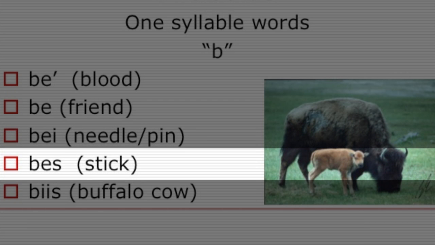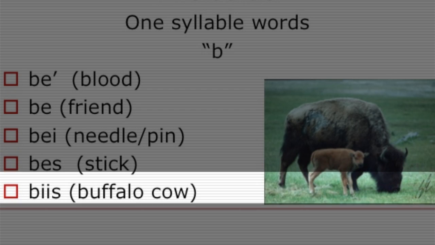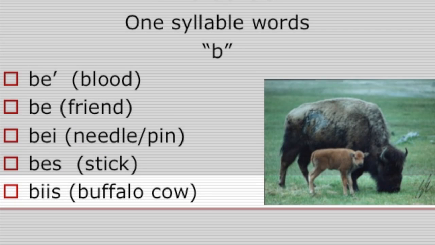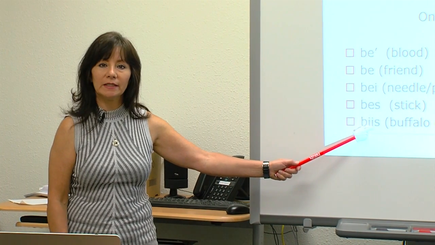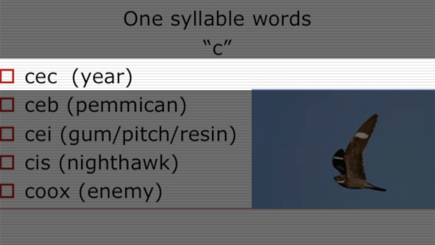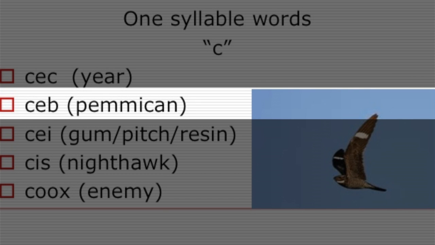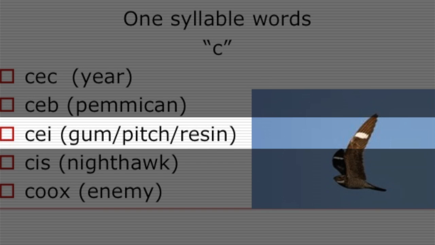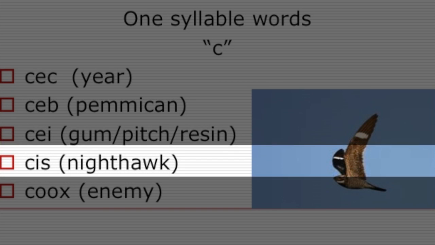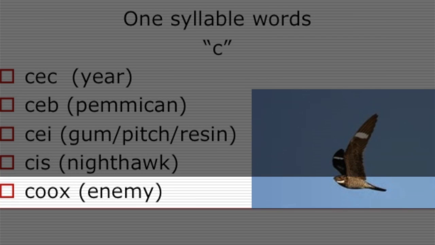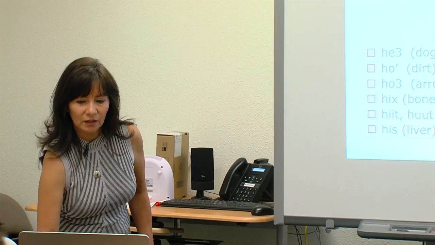Buffalo cow. Beast. Two I's together makes a long E sound. Okay. Jet. Good. You're learning here.